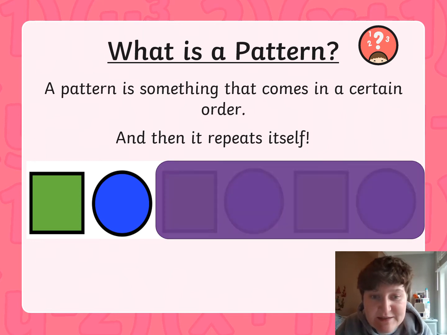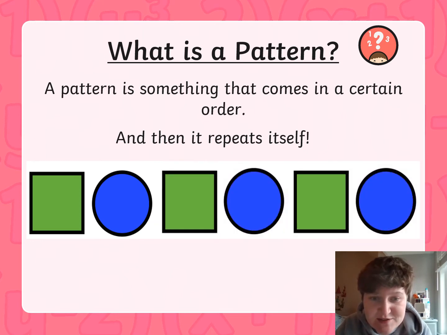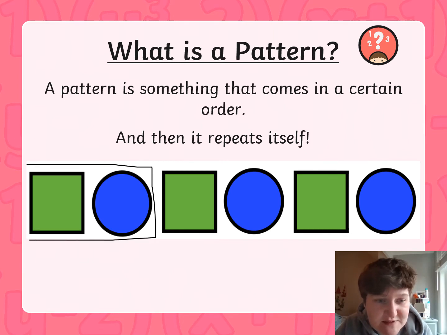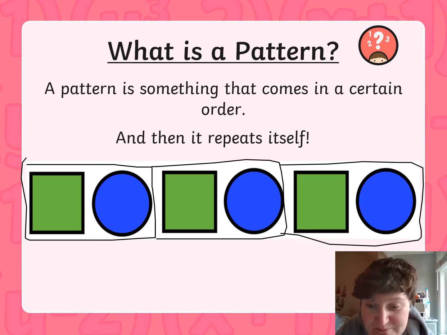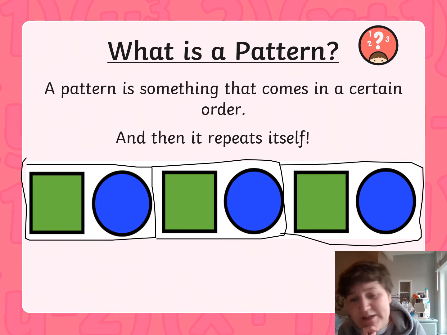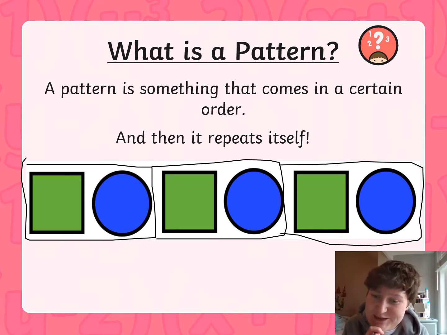So we will see again, oh look, there's the green square, there's the blue circle, the green square, the blue circle. So on here we actually have the pattern repeating 3 times. There it repeats, there's the first time, then it repeats again, and then it repeats again. This is a repeating pattern. Should we see if we can figure out some repeating patterns? You're going to have to help me, guys. Let's see if we can do it.